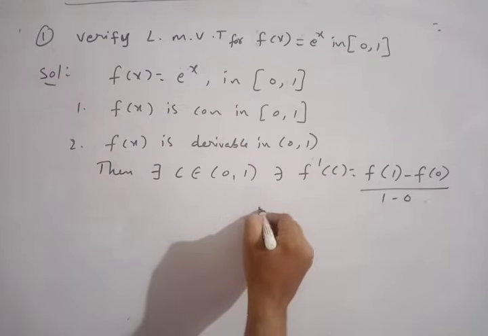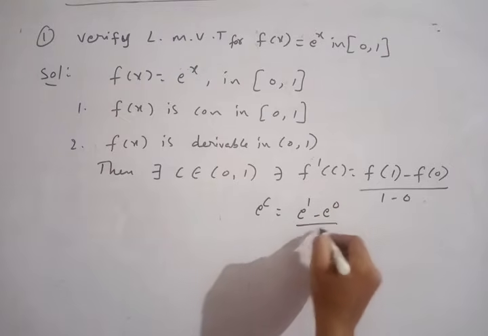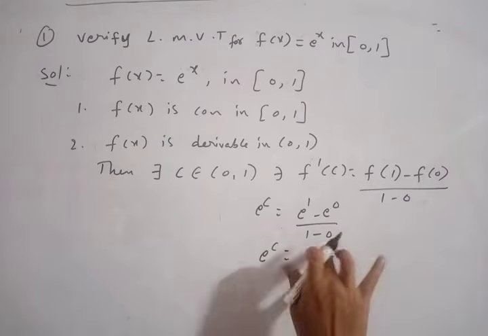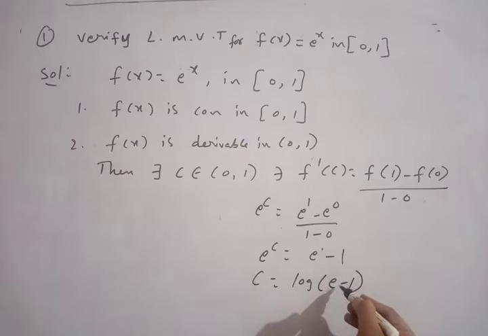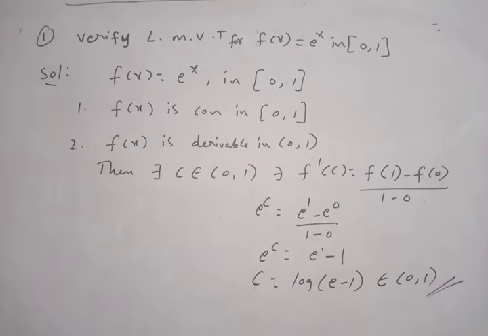What is f dash of c? E power c differentiation, e power c only. What is f of 1? E power 1. F of 0, e power 0, by 1 minus 0. So e power c is equal to what? E power 1 minus e power 0 is how much? 1. Correct? So I need c value. When e goes to this side, it becomes log of e minus 1. So e lies between 2 and 3, so log of 2.7 something, right? So log of 2.7 minus 1 will give you 1.7. Log of 1.7 value lies between 0, 1 only. Okay? So like this you need to solve this problem.